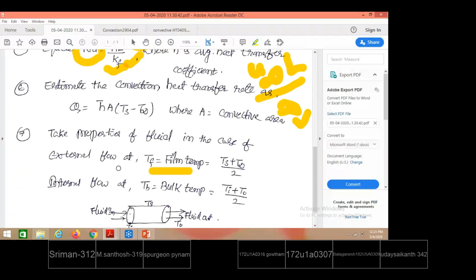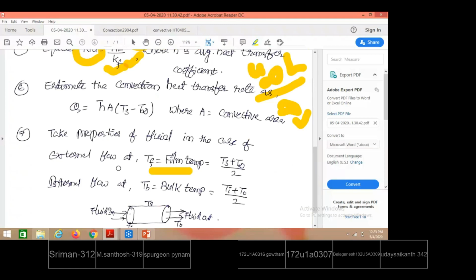Above the boundary layer, again the temperature is T infinity. So between the solid surface and the boundary layer thickness, the temperature of the fluid is (Ts plus T infinity) by 2, that is film temperature. In the case of external flow, you must get the properties at film temperature, that is (Ts plus T infinity) by 2. In the case of internal flow, you must get the temperature of the fluid at bulk temperature.